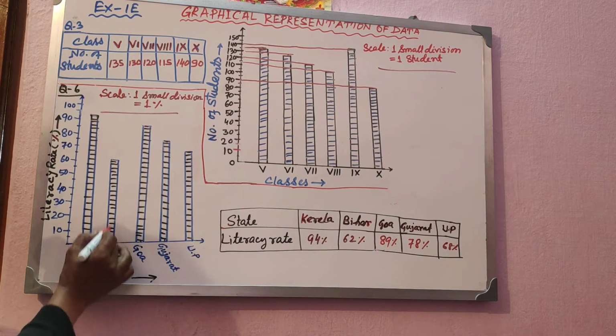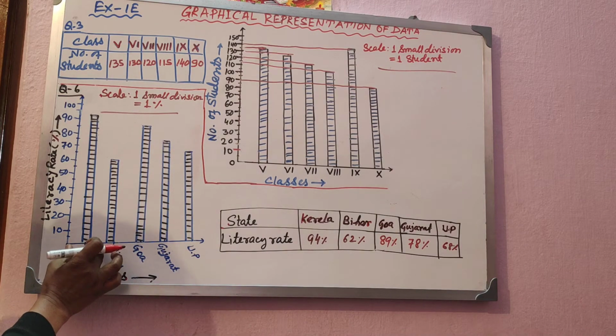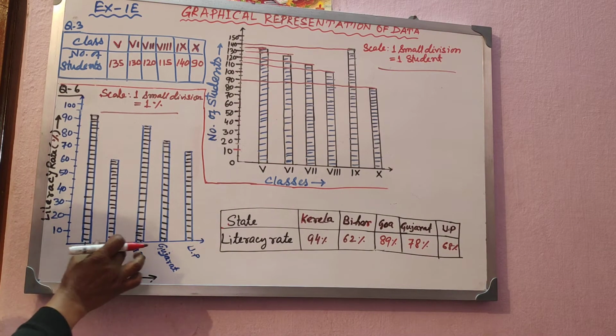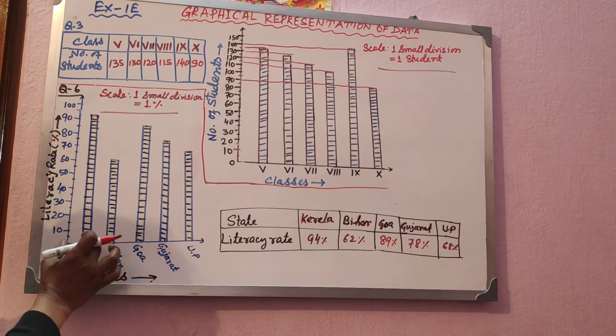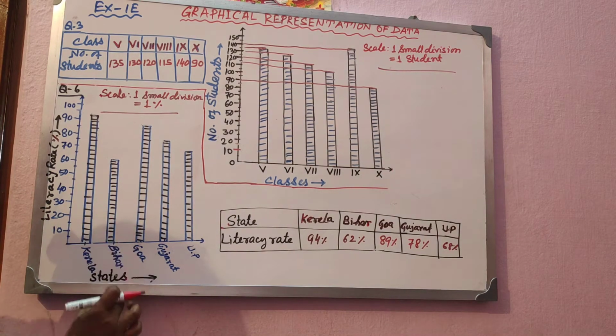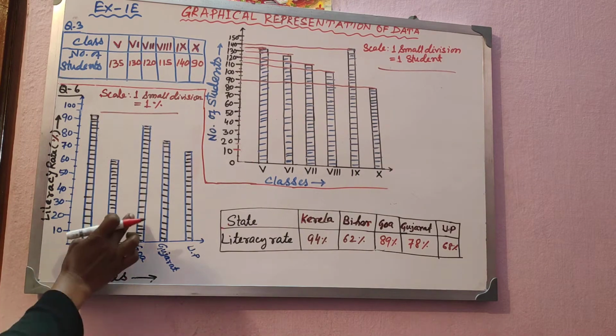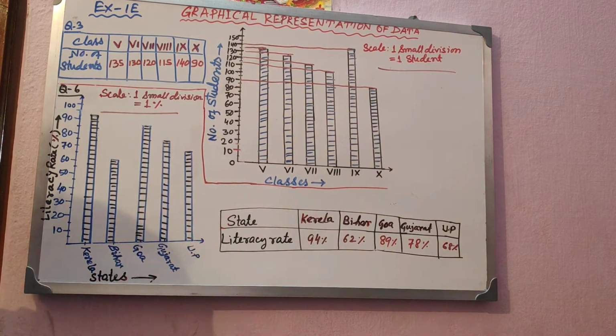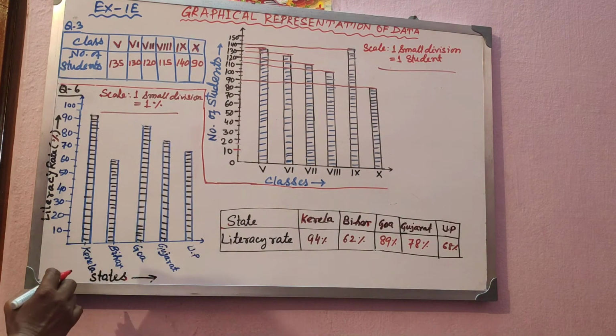Then here is Kerala, here is Bihar. If you cannot write it this way, know the words, because it will not look good. So you write down the words like this. Could you understand? Write down the names: Kerala, Bihar, Goa, Gujarat, Uttar Pradesh. Kerala, how much percentage?